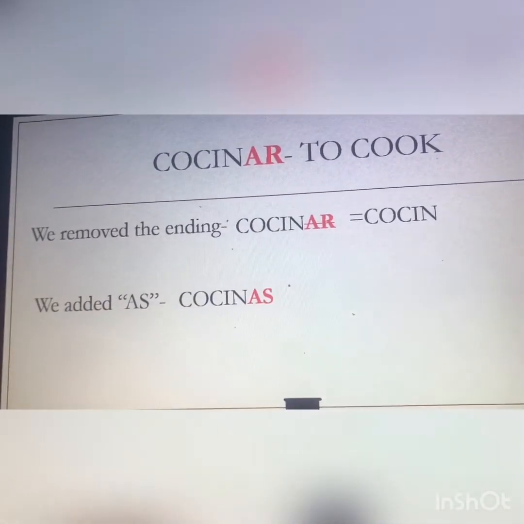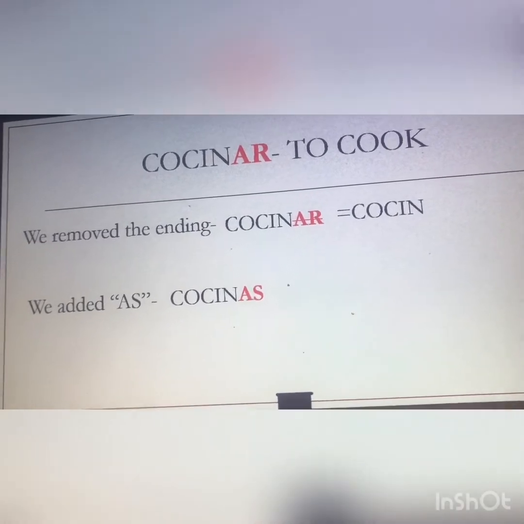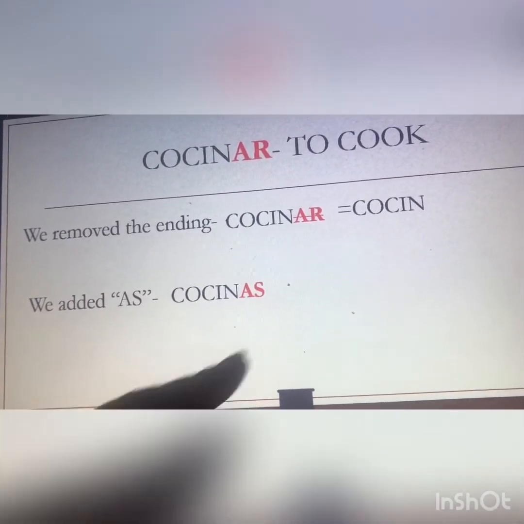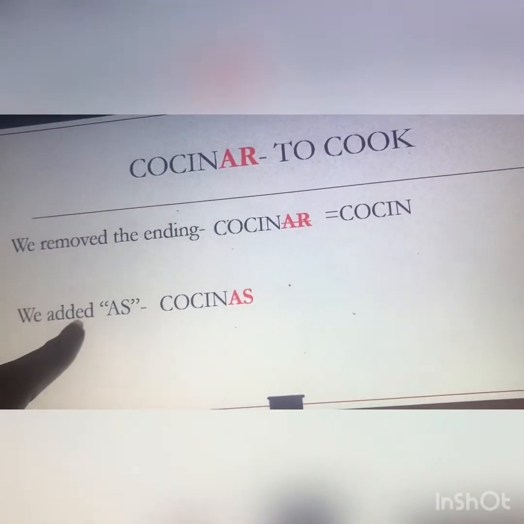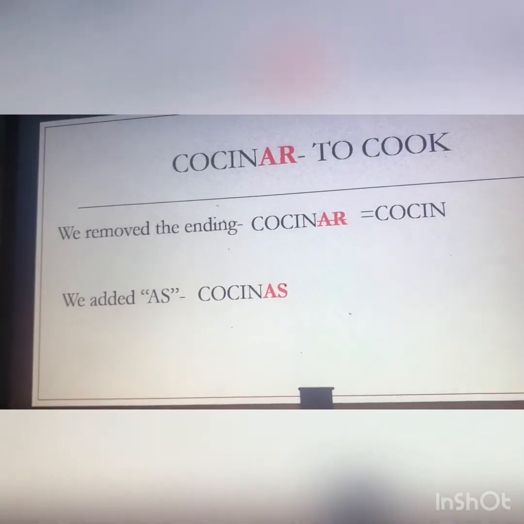So let's look at what we did. We have the verb cocinar, right? What we did, we removed the ending. So we took off the AR and we were left with cocin. Then we added an AS, so we ended up with cocinas.